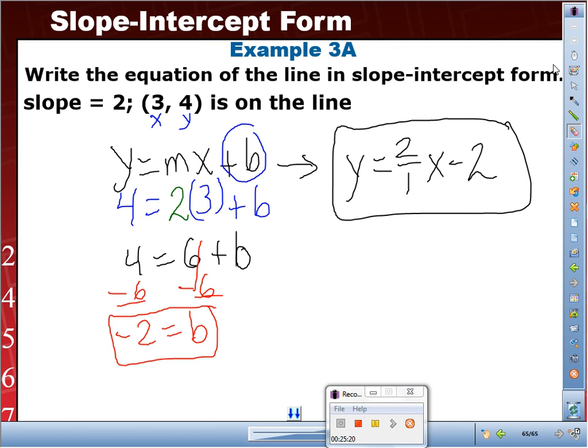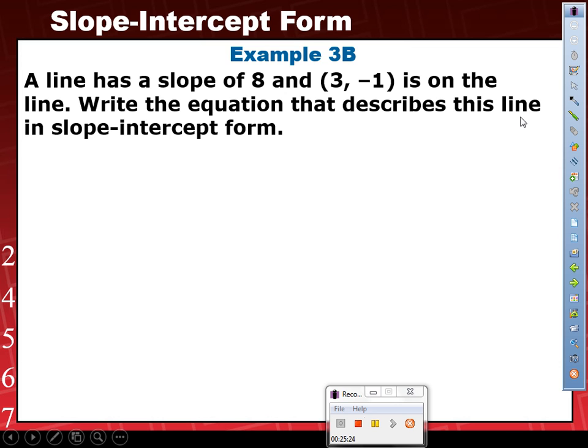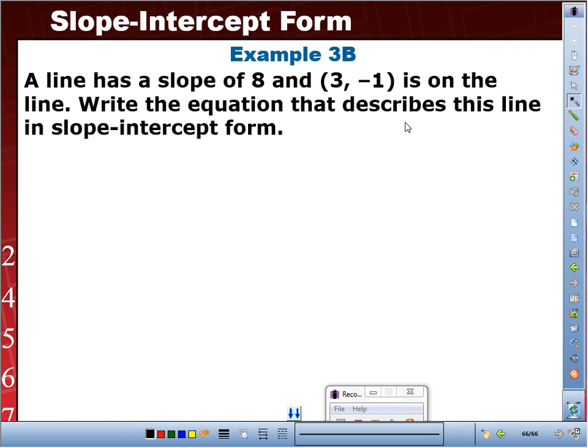Let's do another one. Example 3B. Copy the information only. You don't have to copy all the instructions. So what information do they give us? The slope is what? 8. And what point do they give us? 3, -1. So write me an equation given that information. Go.